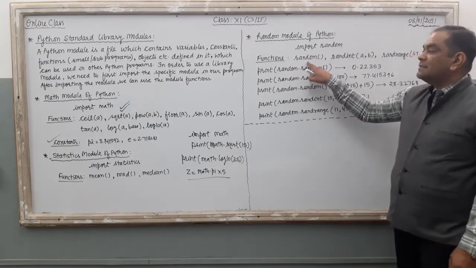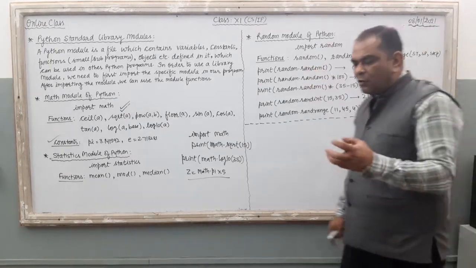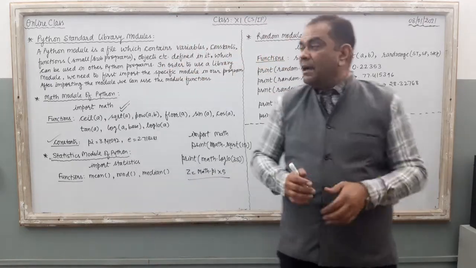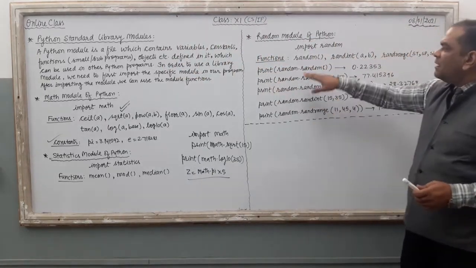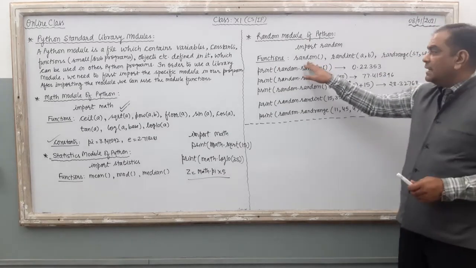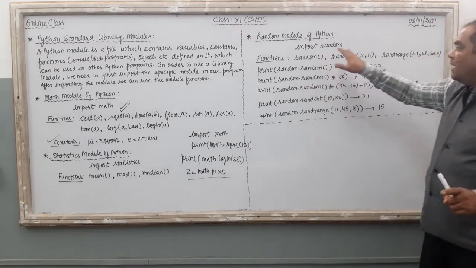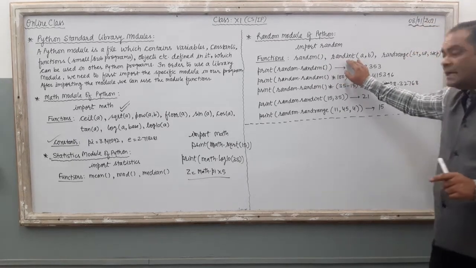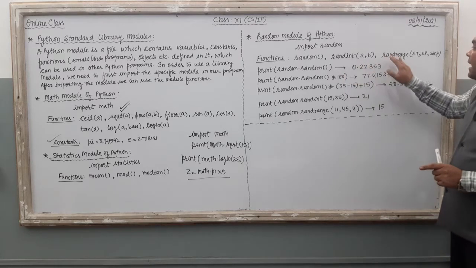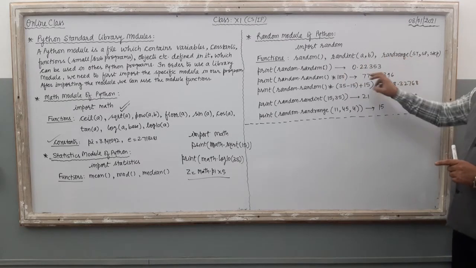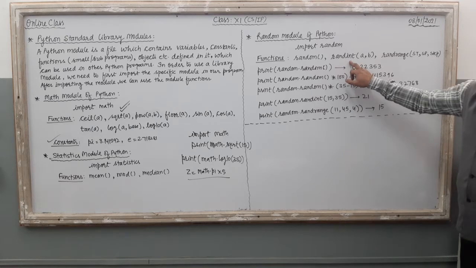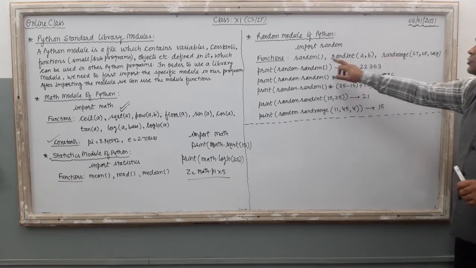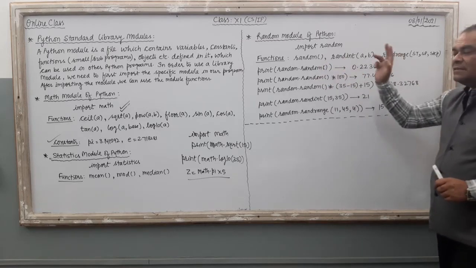Right? The first function is random. Very first we will discuss how many functions are there in this module. The random function is there. Randint, where int stands for integer, the random integer function, is there, right? The randrange function is there. The abbreviation randint is for random integer, and randrange for random range. Clear? So what are the uses of these three functions?